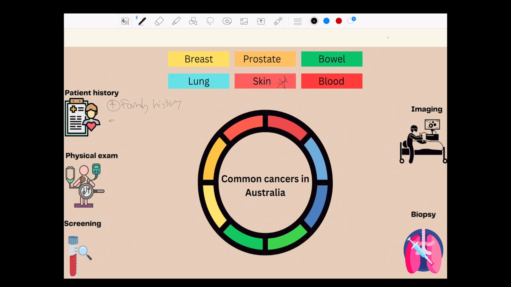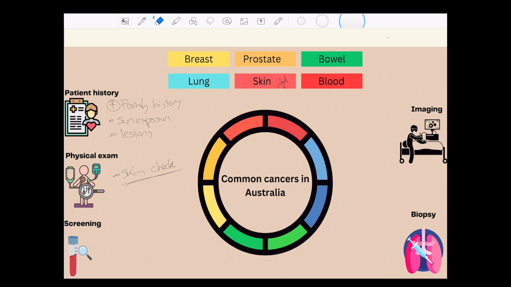Other things is sun exposure history, and through self-check, any lesions that are a bit questionable. So the physician then would do a skin check as part of the physical examination. This should generally be done by a skin specialist, like a dermatologist or a specialised GP, to really be able to do a quality skin check.